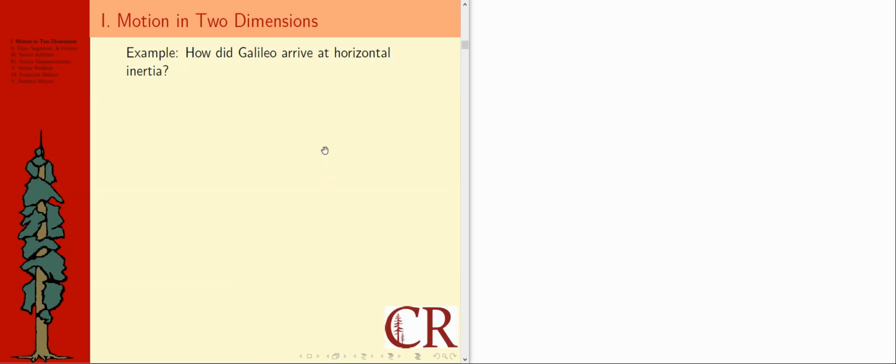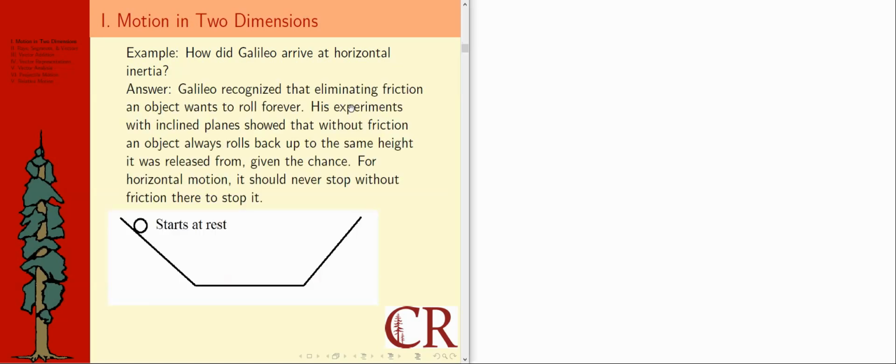How did Galileo arrive at horizontal inertia? I think for this one, I'm going to show the answer again. Let me toggle that window. Okay, there it goes. And there's the answer.